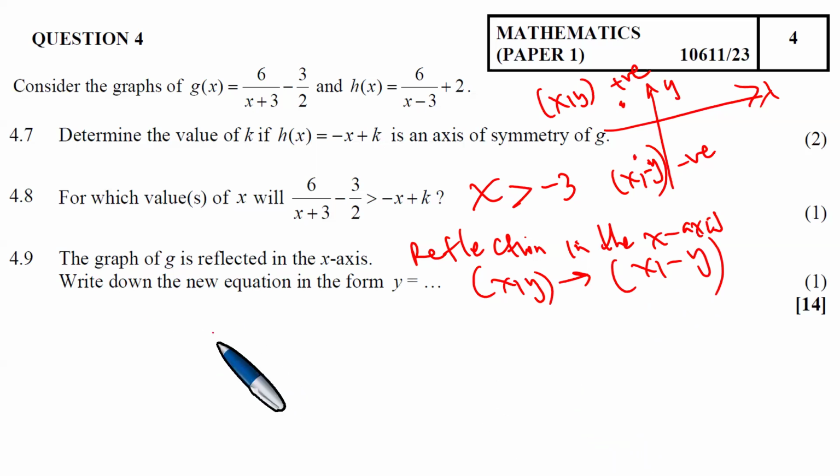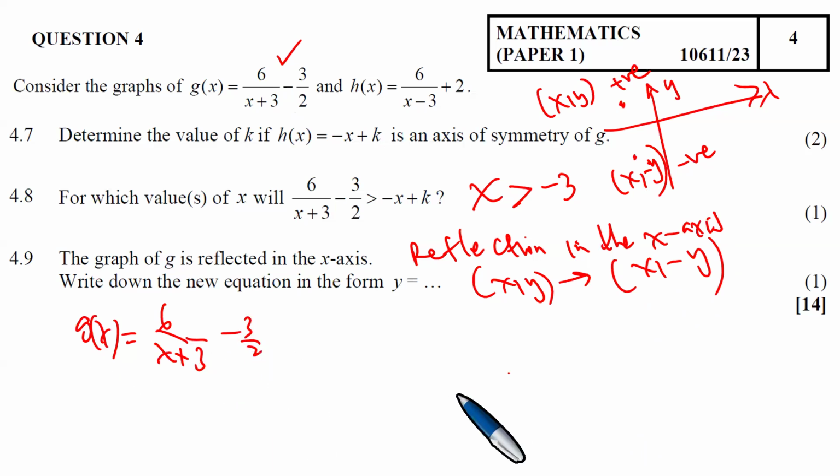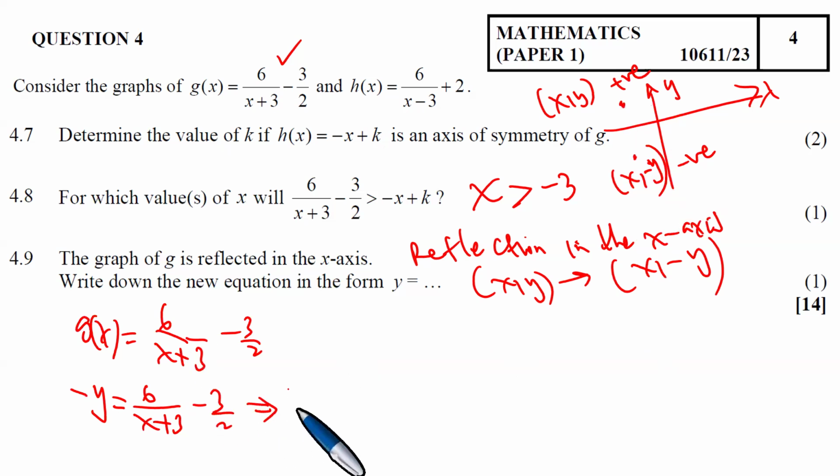Now the graph of G is reflected. This is the graph of G, right? Which means that at this point you're going to consider G of x, which is 6 over x plus 3 minus 3 over 2. So at this point, y is going to be negative. So if y is negative, then you're going to have negative y, which is 6 over x plus 3. But x remains the same. If you reflect in the x-axis, then y becomes negative, because y is positive here, then y is negative below. It means it is minus that over x plus 3, and then plus 3 over 2.